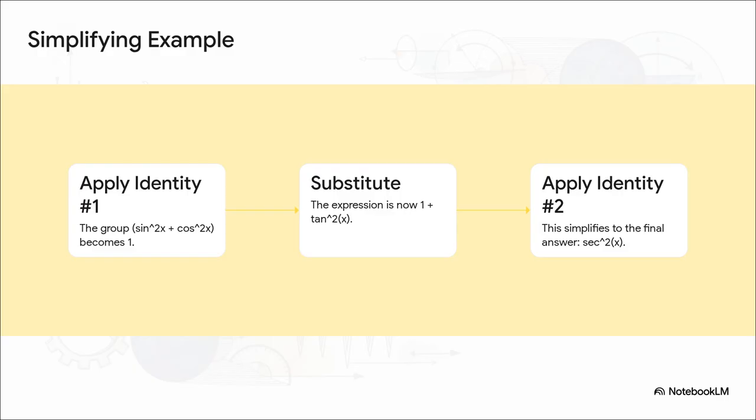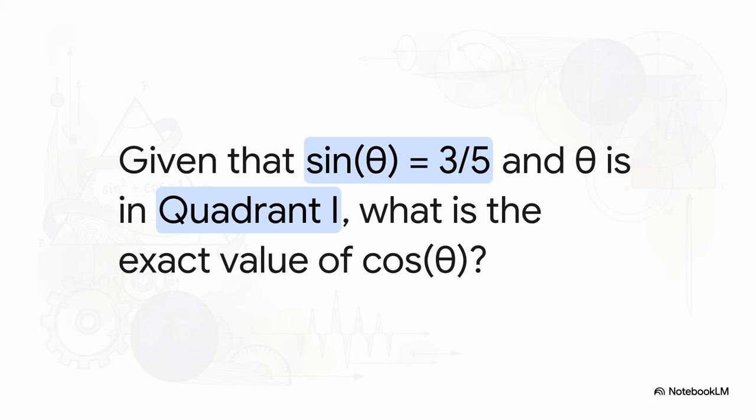First, you spot our star player right at the beginning, sine squared plus cosine squared. We immediately swap that whole thing out for the number 1. So now our expression is just 1 plus tangent squared of x. And that should ring a bell. That's our second identity, which is equal to secant squared. So that whole long expression just simplifies right down to secant squared of x. So clean.